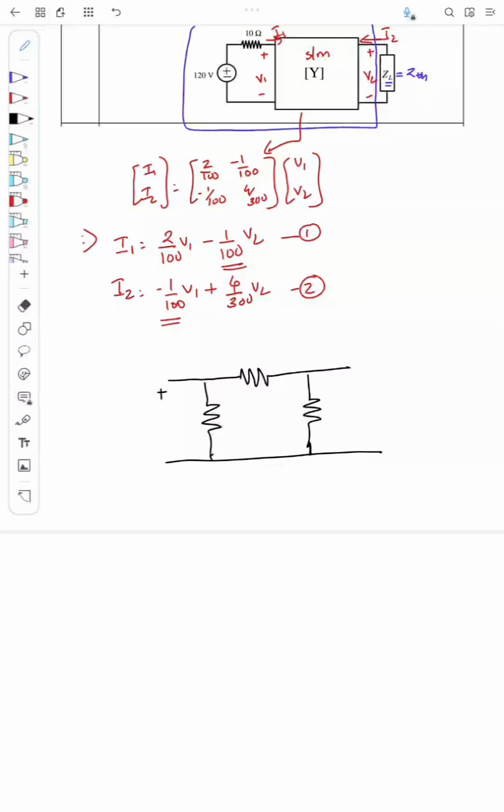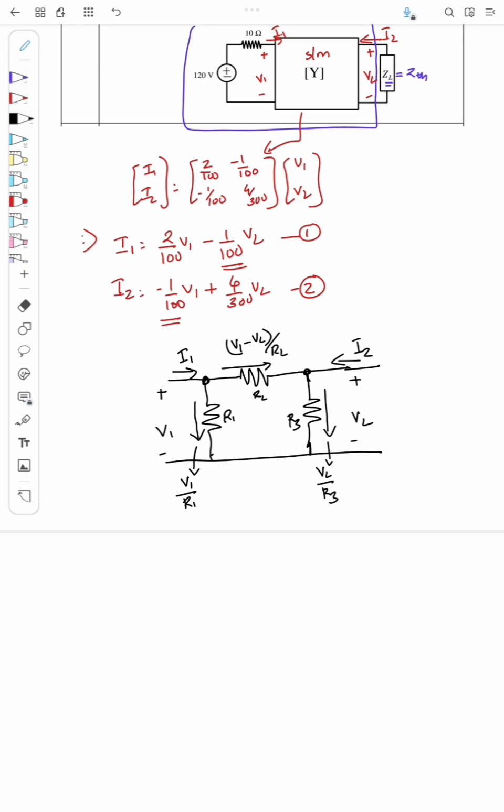Where this is V1, this is V2, and I have current I1 and current I2 here. If this is the resistance R1, say this is R2 and this is R3, then this current will be equal to V1 by R1, this current will be equal to V1 minus V2 by R2, and this current will be equal to V2 by R3. So if I analyze this equation 1, I can have a term V1 minus V2 by R2 from this.